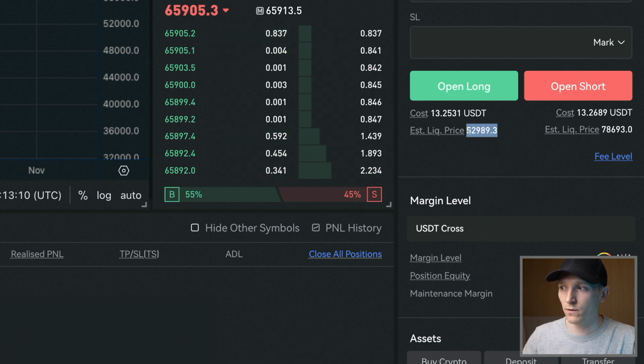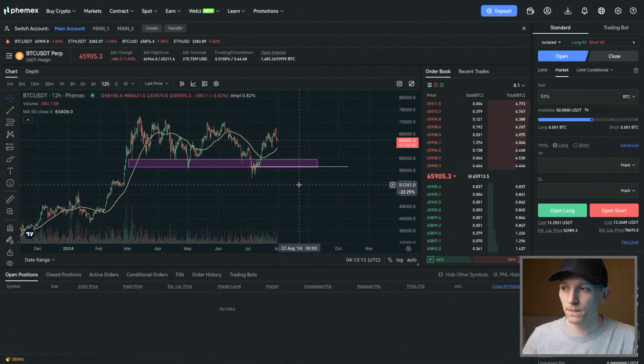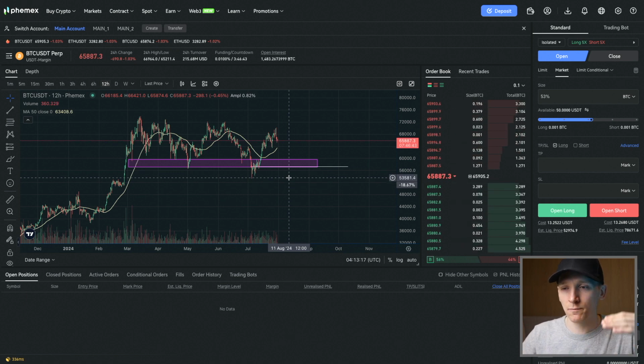53,000, let's call it 52,989. So 53,000 is here. That's good because that's below my stop loss, and that should always be the case. It should be away from the stop loss.